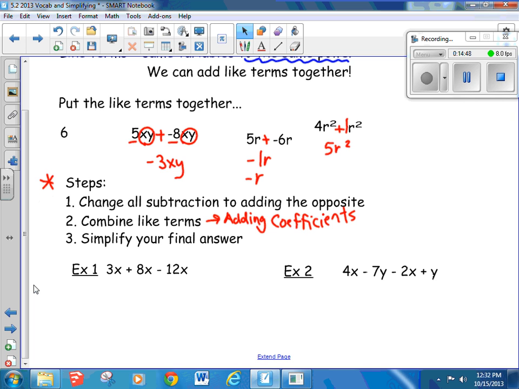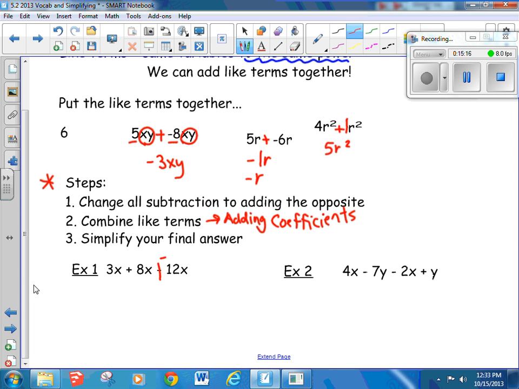Okay, example 1. In this expression, the first thing I should do before I do anything else, because Mrs. Doble said so, is what? Should I do first, Erin? Change all the subtractions to adding the opposite. Yes, and I have a subtraction here. I'm going to change it to adding the opposite so I don't lose that that's negative 12. All right, now I look at my terms and I ask myself, can I add any of these together? Are any of them like terms?